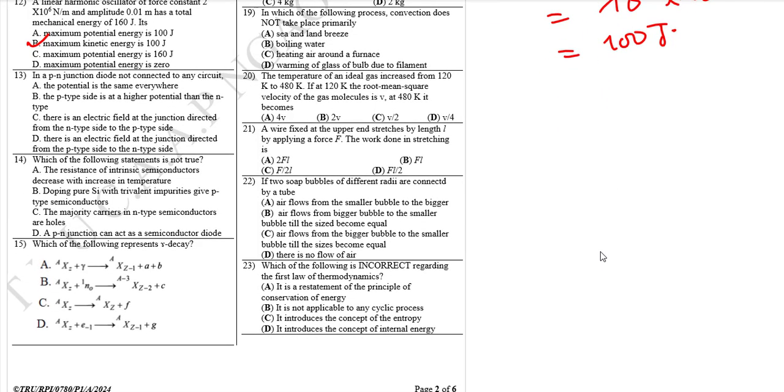Now let's go to the next. In a PN junction diode not connected to any circuit. So let's say here I have my P and I have my N. Remember, here we mostly have holes and they are positively charged, and here we have electrons.